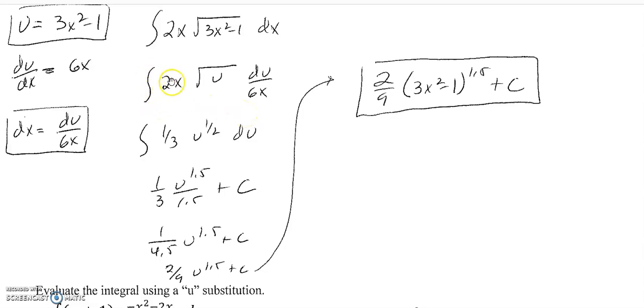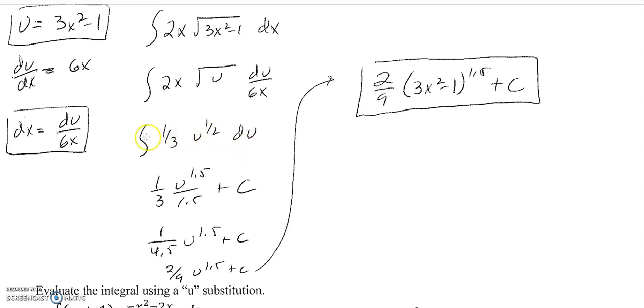So taking the integral, we have 2x divided by 6x, and x divided by x is 1, so it simplifies out. 2 divided by 6 is 1/3. We could rewrite the square root of u as u to the 1/2 du. We haven't taken the integral yet, but we have been able to simplify the integral of 2x square root of 3x squared minus 1 dx to the integral of 1/3 u to the 1/2 du. That's the point of u substitution.